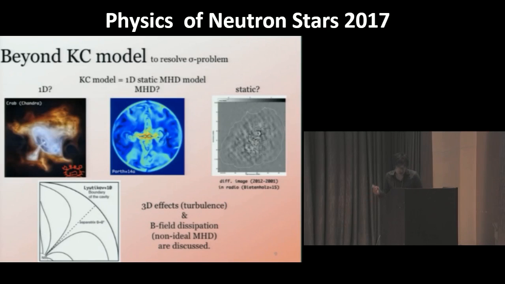Okay, so today I'm talking about how we include the effect of turbulent motion and the dissipation of magnetic field into the Kennel-Coroniti model, and we look for a solution to the sigma problem.